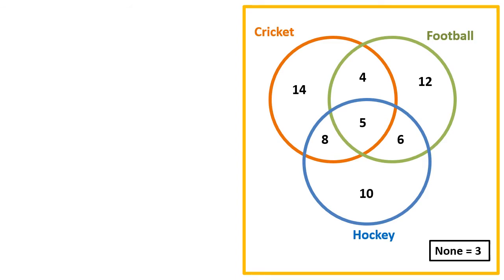Now, we will go with the series of questions, and these questions will clear your concept about Venn diagram. The very first question: how many play cricket? The total of all the values inside the cricket circle are the students playing cricket. That is 14, 4, 5, 8. If we add all this, those are the total number of students playing cricket, and that total comes out to be 33. So the answer of first question is 33.